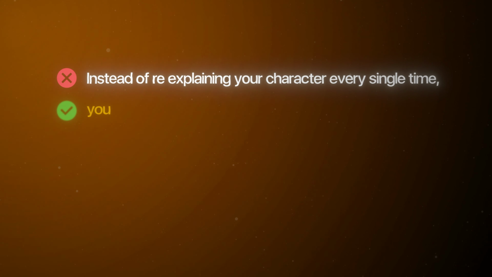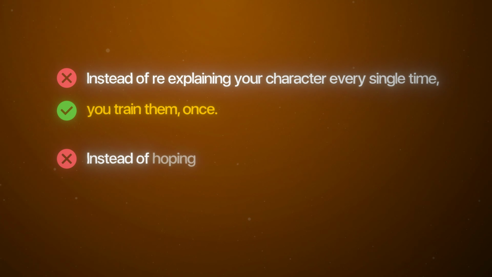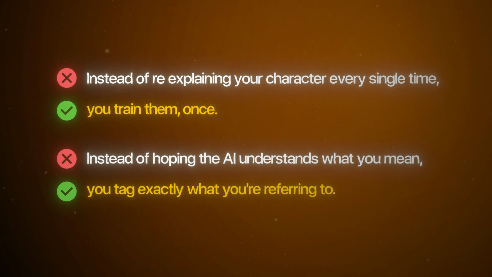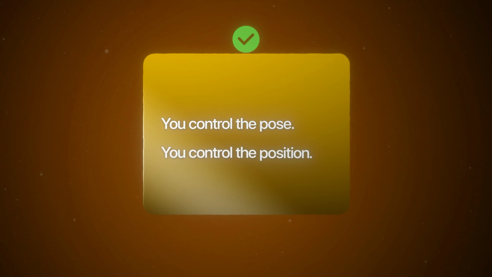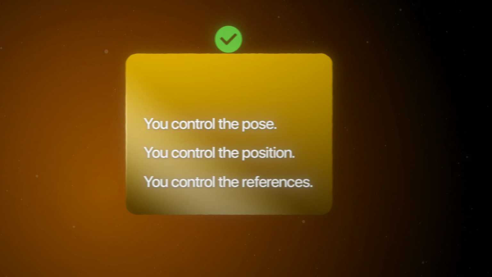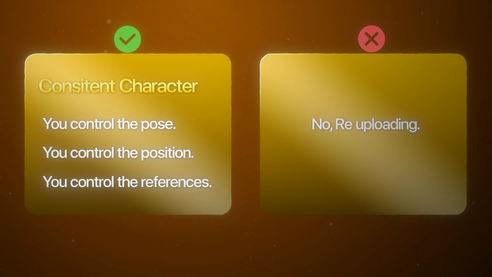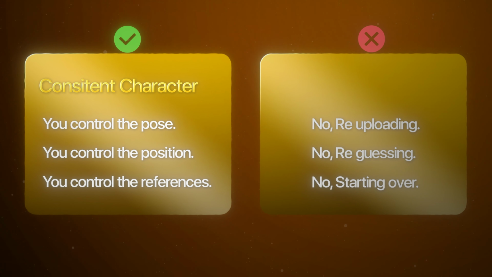Instead of re-explaining your character every single time, you train them once. Instead of hoping the AI understands what you mean, you tag exactly what you're referring to. You control the pose, you control the position, you control the references, and the character just stays consistent. No re-uploading, no re-guessing, no starting over. You build the character, and then you use the character.